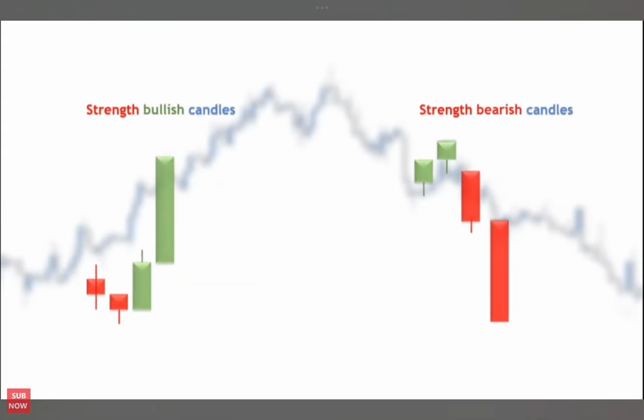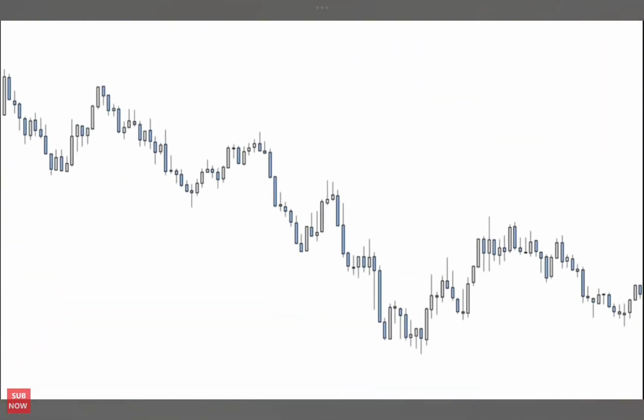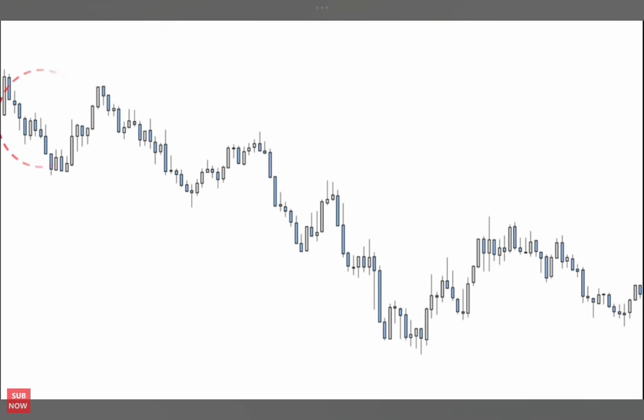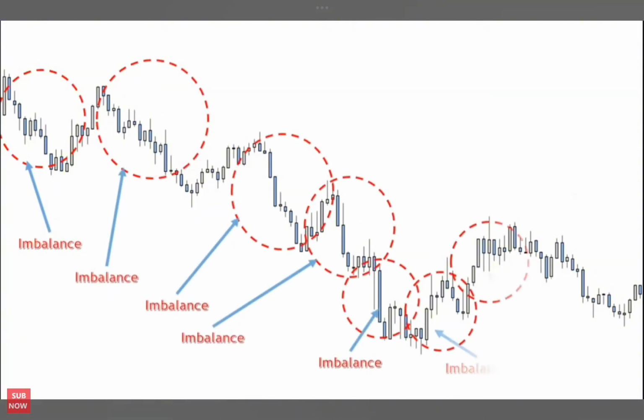It is price action which shows itself through drastic and strong bearish or bullish candles in the market. Here we can see examples of imbalances formed by the market. Let's take a look at the chart and see whether we can identify them. As you can see, there is a strong downward trend, and you can quickly see the drastic movements caused by the market imbalance between buyers and sellers.